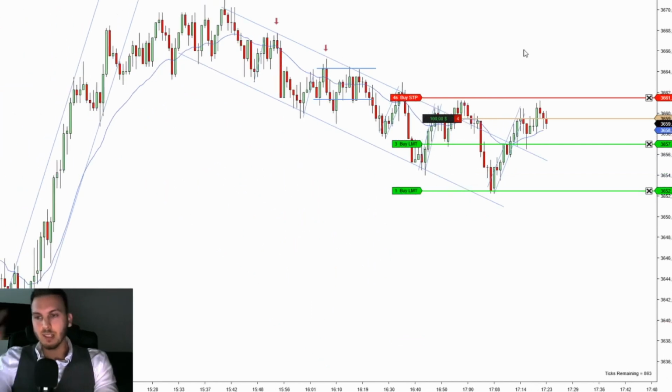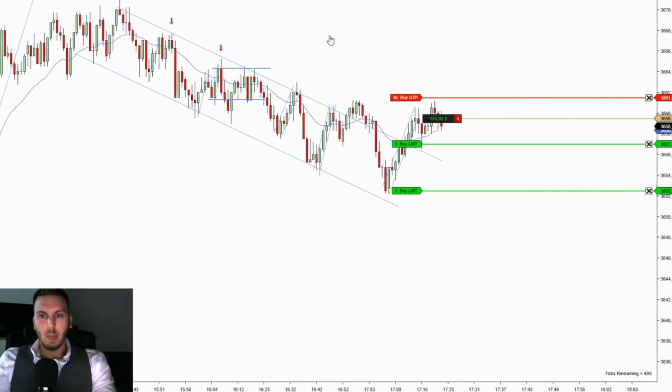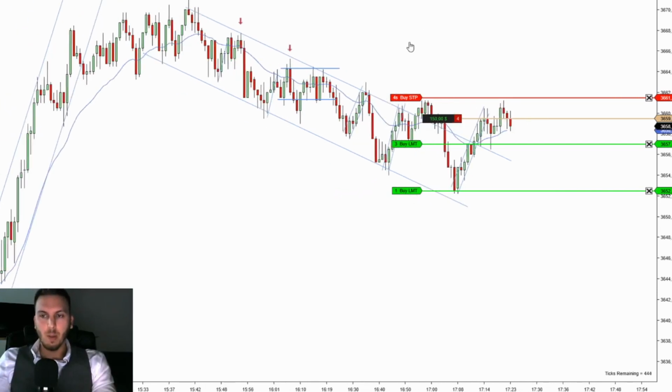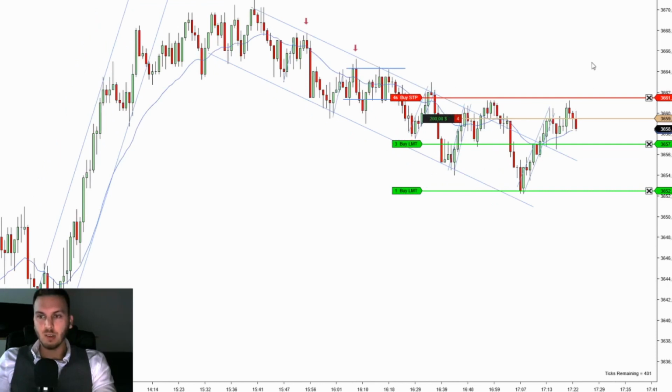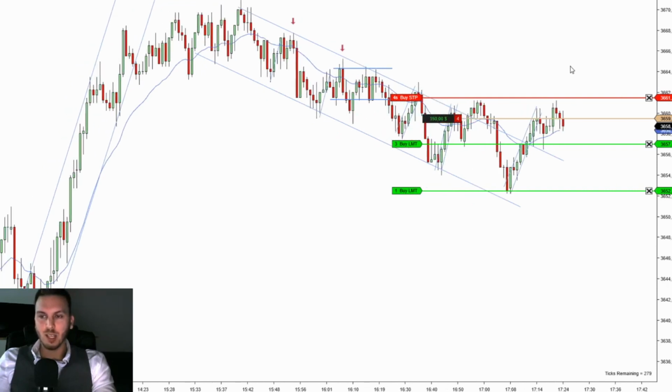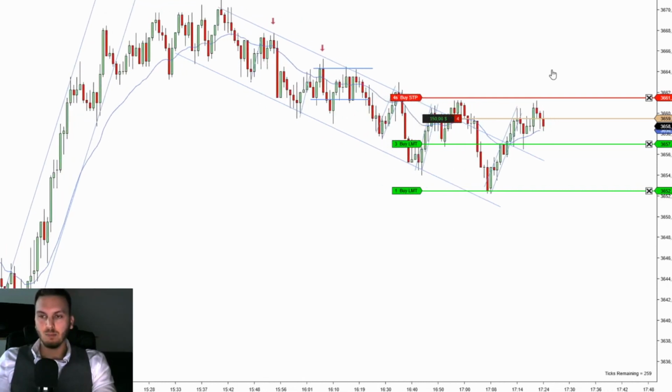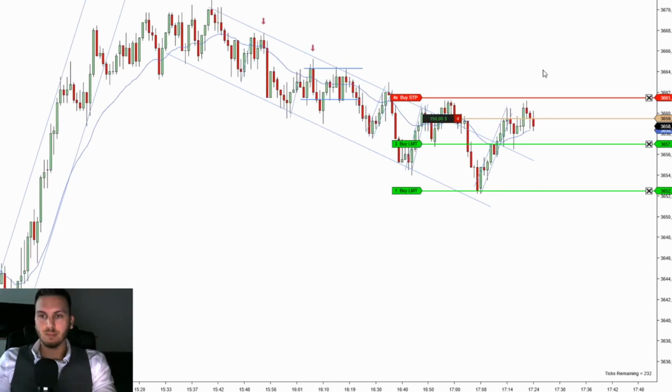So yeah, let's see what's going to happen here. The thing is, we already have a new low, so this is definitely more of an aggressive trade. Let's see.